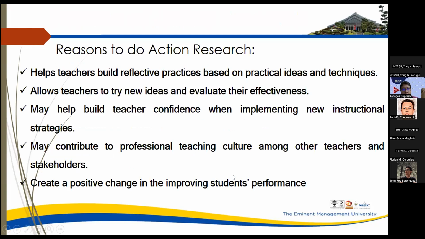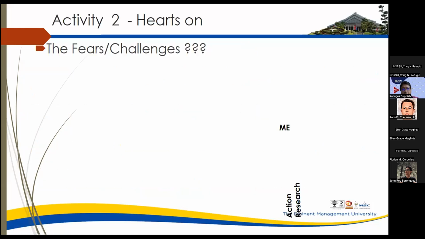Reasons to do action research: it helps teachers to build reflective practices, gives us new ideas, and allows us to innovate our teaching strategies. Sometimes it helps us think that, hey, if I use this way, maybe it will work better. It helps us build our confidence, contributes to a professional teaching culture, and brings positive change in students' performance.